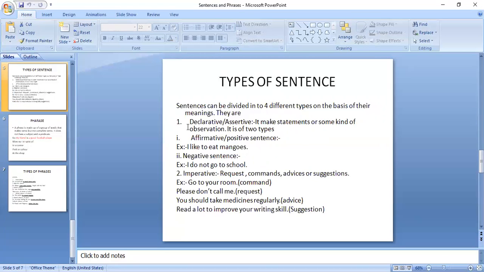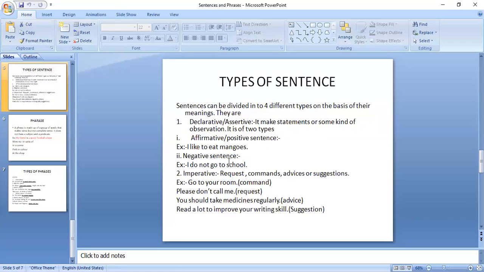Okay, first one is declarative and assertive sentence. Declarative and assertive sentence means it makes a statement or some kind of observation. It is of two types. What are they? Affirmative sentence or positive sentence. What is an affirmative sentence? These affirmative or positive sentences simply state something. For example, I like to eat mangoes. It gives a positive meaning to us.